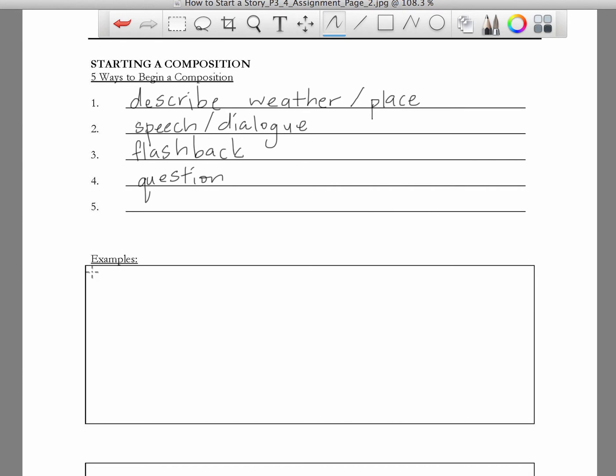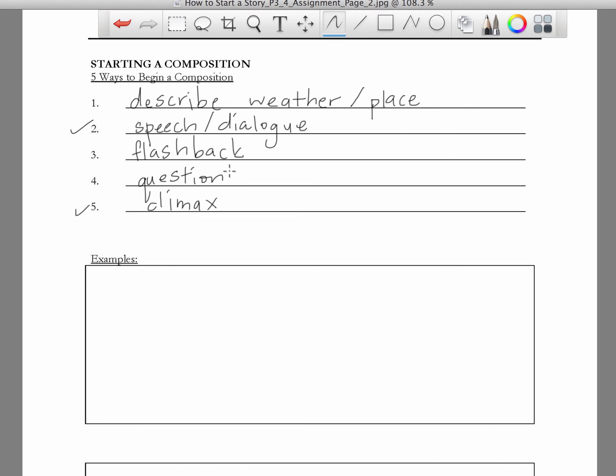Okay, and lastly, you can even begin at a climax. In this case, the climax would obviously be the part where the narrator cut himself. So you can start it with a combination of the climax and speech. You can start the story with the narrator screaming because he cut himself.